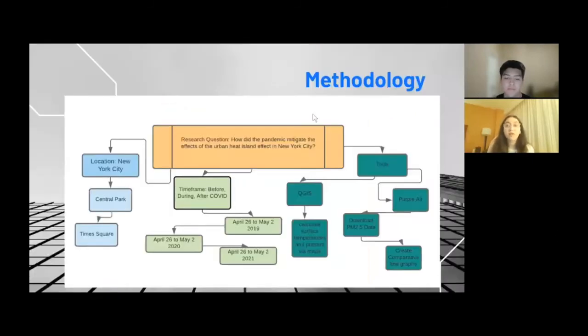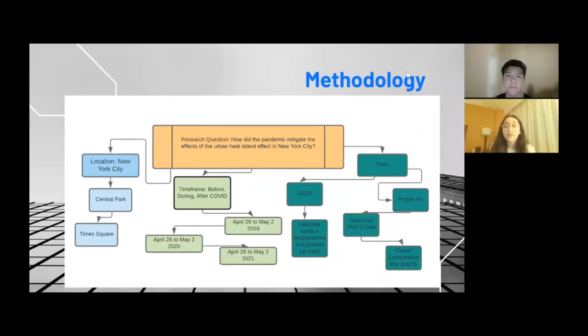And our methodology started out with a research question, and then we chose our location and those specific parts, and also our time frame, which is before, during, and after COVID. We looked at a timeline of COVID-19 in New York City, and we chose the week that was in the middle of the start and the end of the stay-at-home order issued. And then we did the year before and the year after to compare.